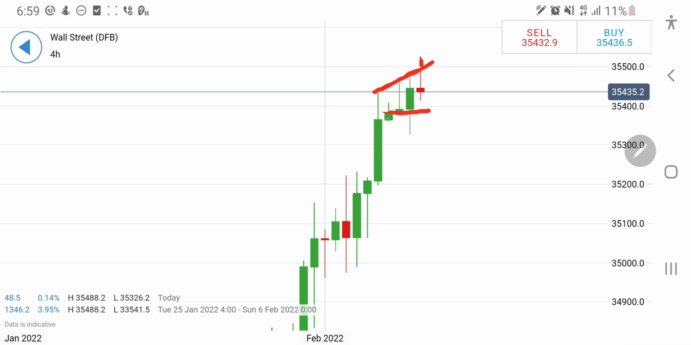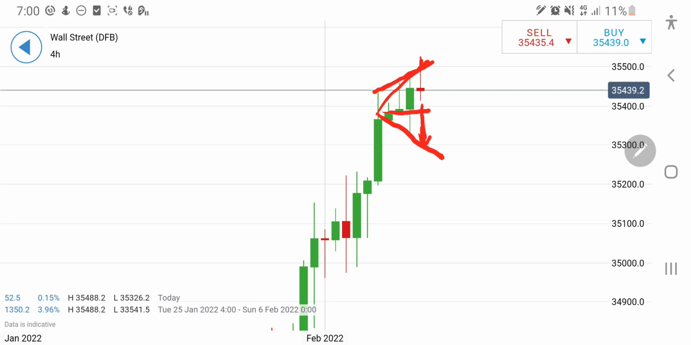Also you should see, now let me try to connect. So now the low is at around 35,300. So definitely it will try to achieve 35,300 today. Probably on the 4-hour charts, in the next couple of hours, we might see 35,300.